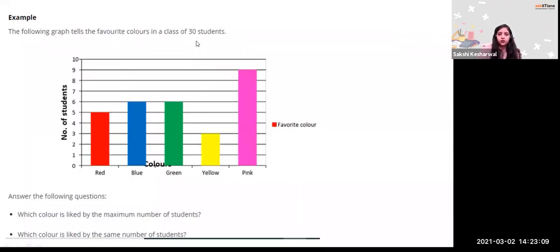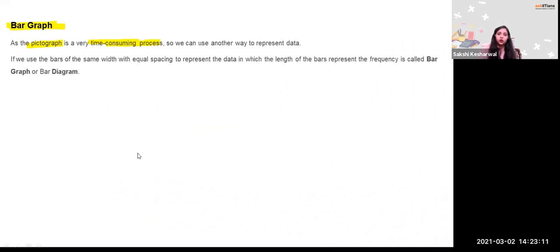Yeah, things are sorted. Now just see, basically, over here, it is very time consuming. So we use the bar graph of the same width with equal spacing to represent the data, in which the length of the bar represents the frequency, and it is called the bar graph or bar diagram. This is actually the definition.